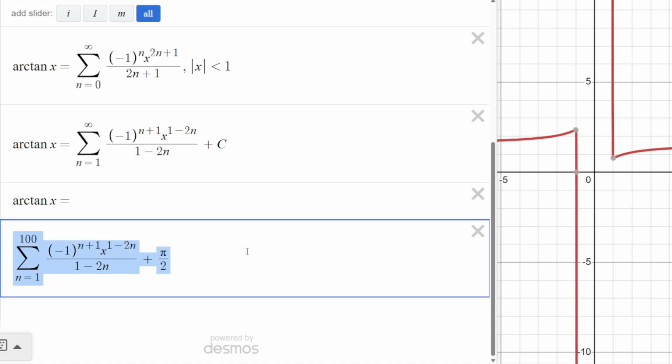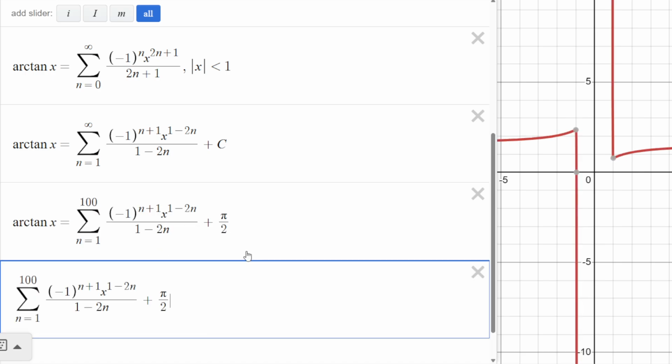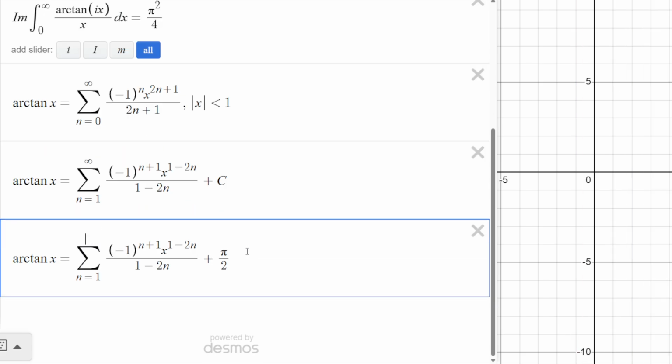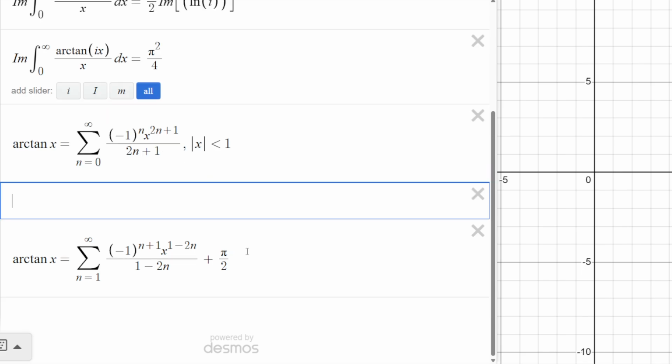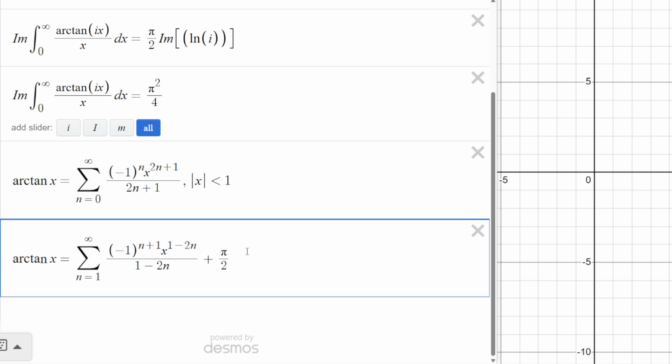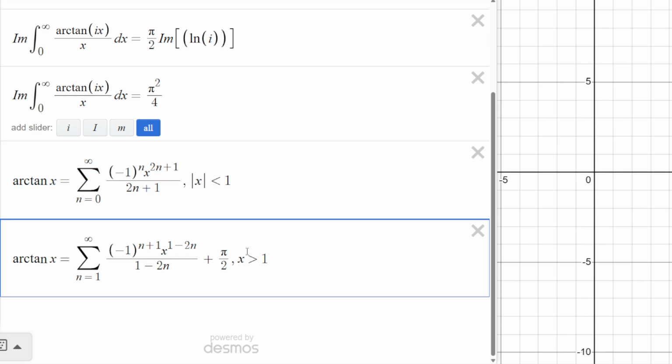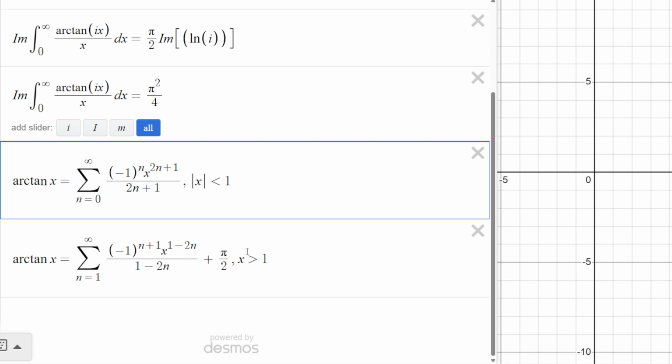But in any case, we have this: arctangent x is also equal to this sum. And this is good for x greater than 1. So we have the entire arctangent function defined for all values except at x is equal to 1.